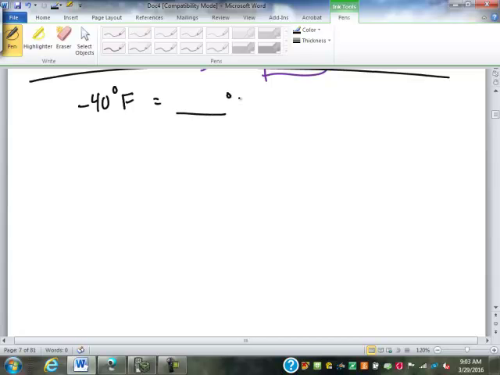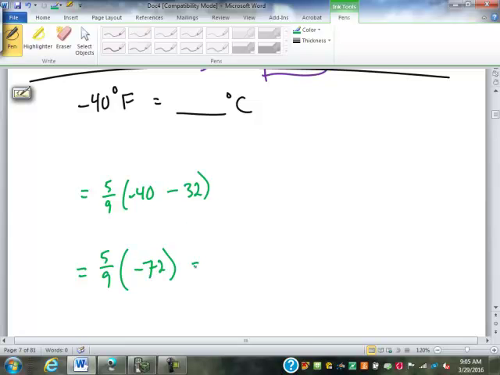So convert negative 40 degrees Fahrenheit into degrees Celsius in your notes. See what you come up with. So negative 40, you're going to subtract the 32 first, and then you have to multiply by 5/9. Negative 40 minus 32 is negative 72 times 5/9 is negative 40 degrees. Negative 40 is the one temperature that's the same on both scales. That's where the two scales overlap or meet.